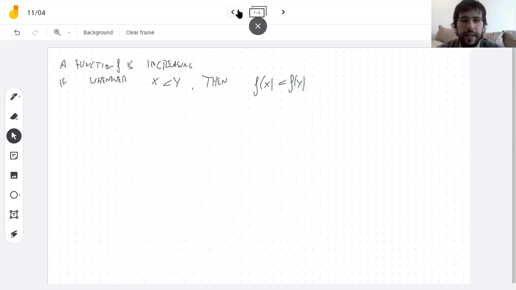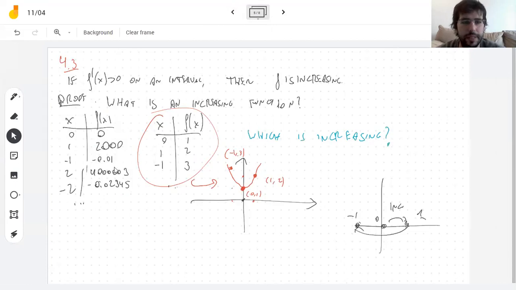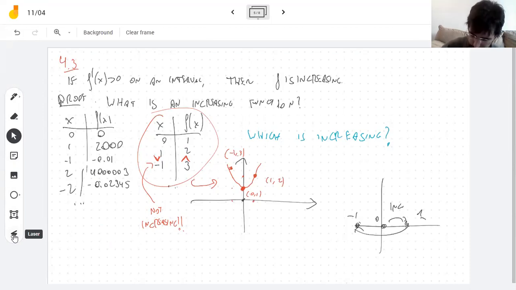So if you go back to this example, one goes after negative one, but the function is not bigger. So negative one is smaller than one, but two is smaller than three. And this makes this not increasing. Here, whenever I have a smaller number, I have a smaller value on the other one, which makes it increasing.